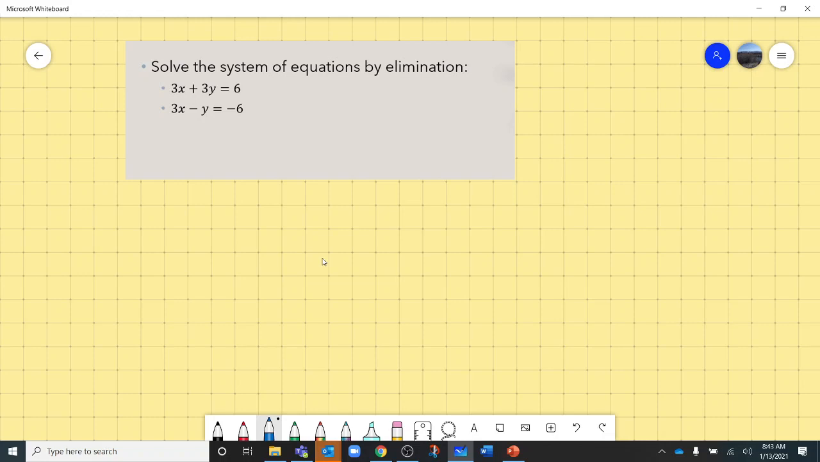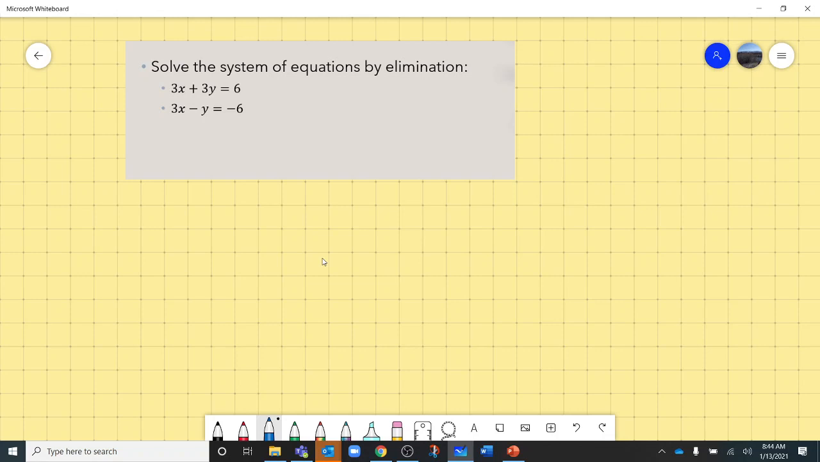Okay, so we're given this system of equations by elimination. 3x plus 3y equals 6. 3x minus y equals negative 6. If we add these, then 3x plus 3x equals 6x, and 3y plus negative y is 2y. That doesn't eliminate anything.